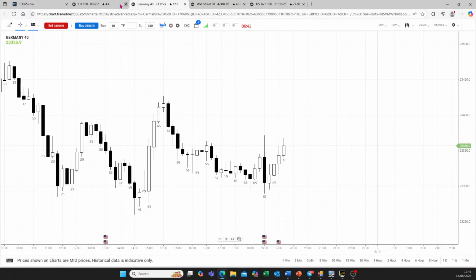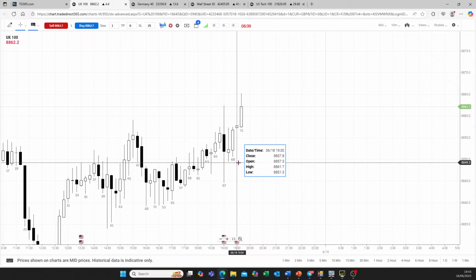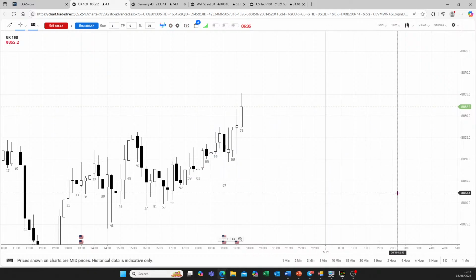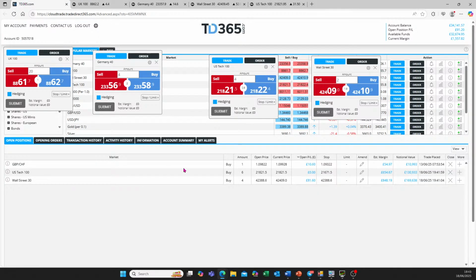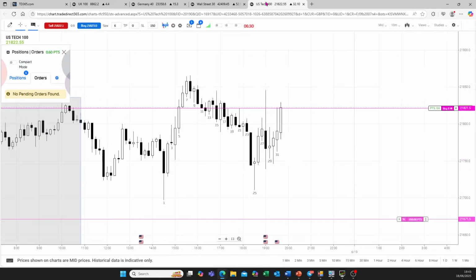I'm not trading the DAX or the FTSE, but you can see for yourself how they would perform. So it's relatively slow going.